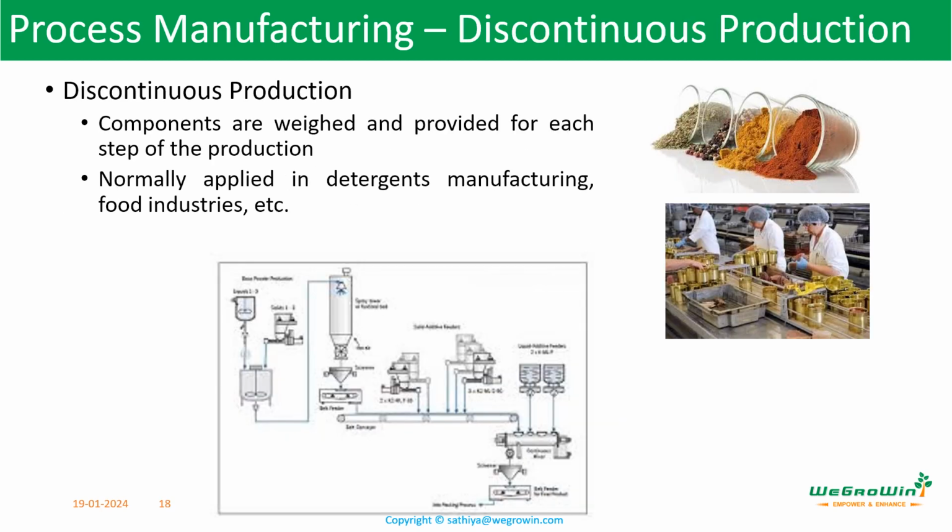In discontinuous production, the products are not produced in a continuous process. Instead, the material components are provided and weighed out as required at each step of the production process. Discontinuous production is found in industries such as food processing, detergent manufacturing, etc.